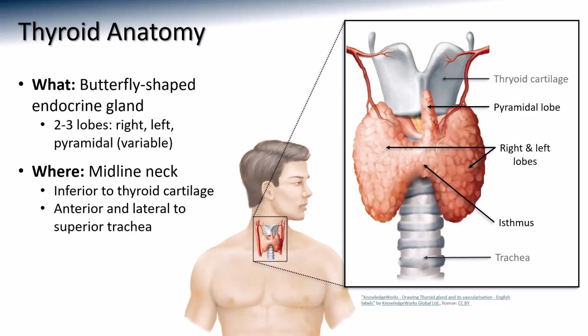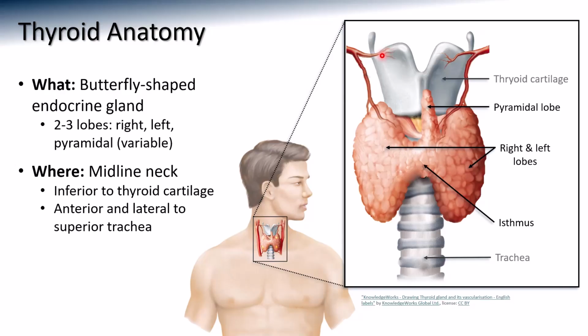So the thyroid gland is a butterfly-shaped gland, and actually thyroid means shield-shaped in Latin, but I think butterfly is a little bit more accurate here. And it is found here in the midline of the neck, just inferior to the larynx, which actually has a very nicely shield-shaped thyroid cartilage here.